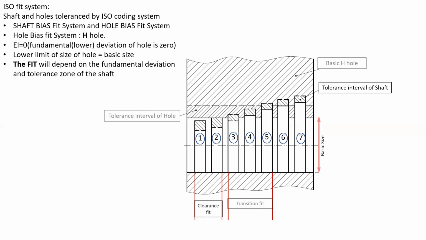Similarly, for shafts 6 and 7, we can see that the lower limit of size of the shaft is greater than the upper limit of size of the hole. So this will result in an interference fit, with the minimum interference greater than or equal to 0 for cases 6 and 7.